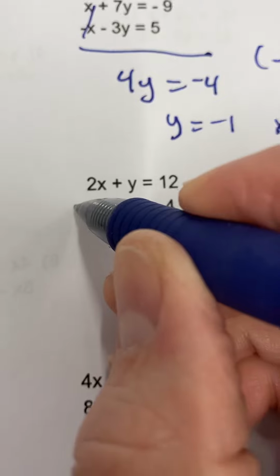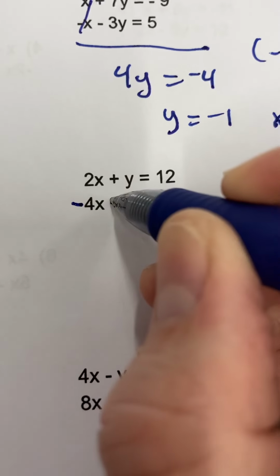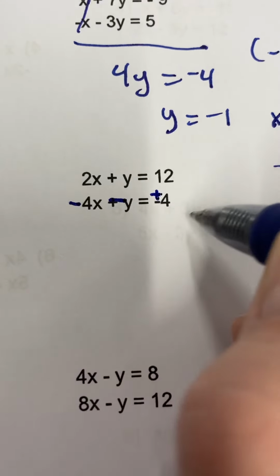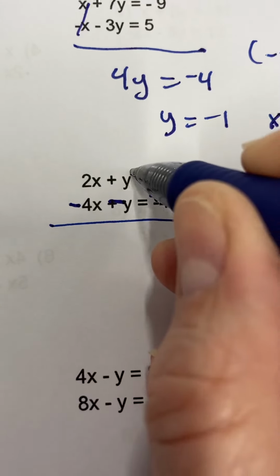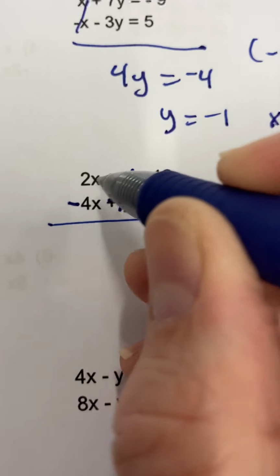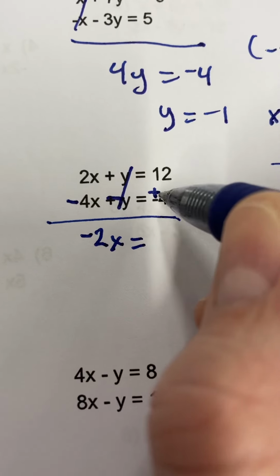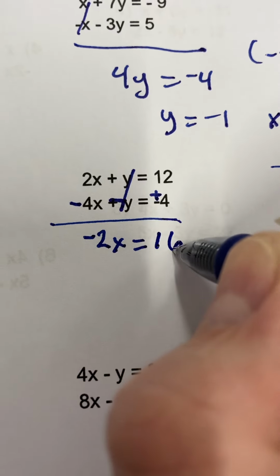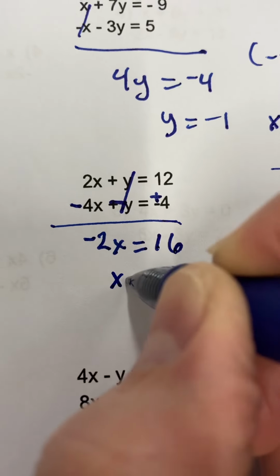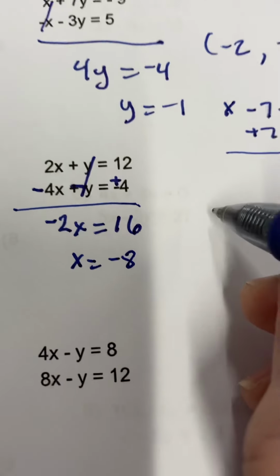I'm going to distribute a negative. I make that a negative 4. That will make this a negative y, and that will make that a positive 4. Now I'm ready to add down. That will eliminate that. 2 plus negative 4 is negative 2. 12 plus 4 is 16. I divide both sides by -2, and I get x to equal -8.